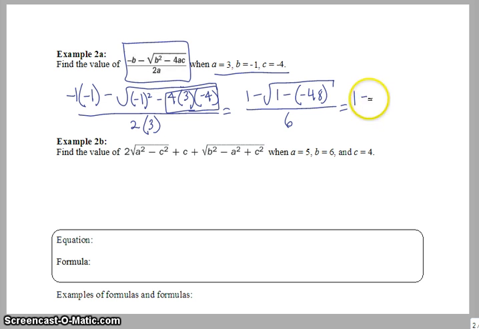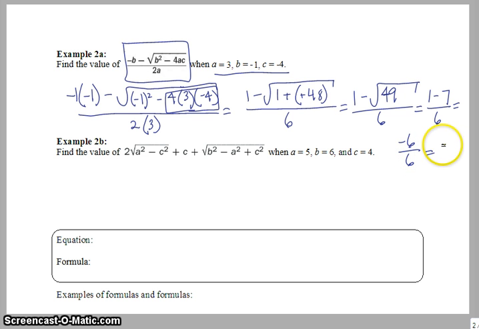Let's simplify it some more. We still have 1 minus a -48, which would mean plus 48, so you would have 1 minus the square root of 49 all over 6. Square root of 49 is 7, so 1 minus 7 over 6. 1 minus 7 equals -6 over 6. Divide that out, you have -1 as your answer.